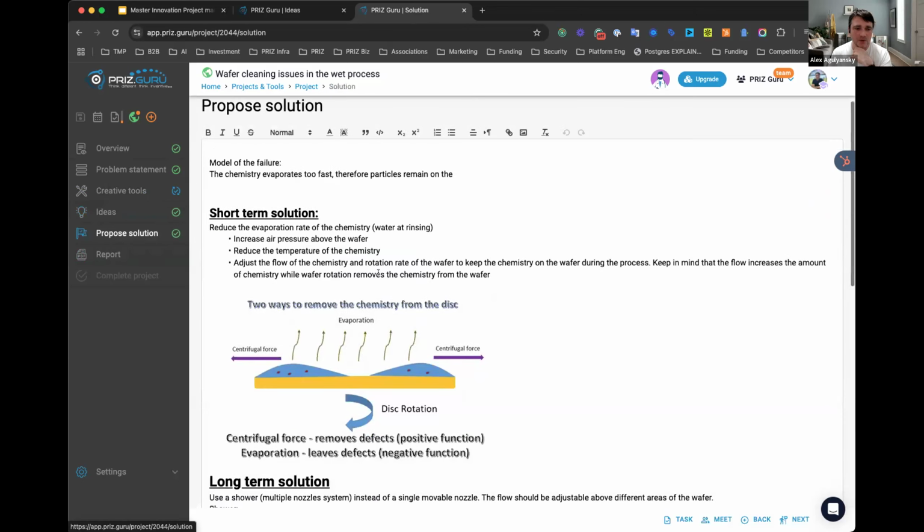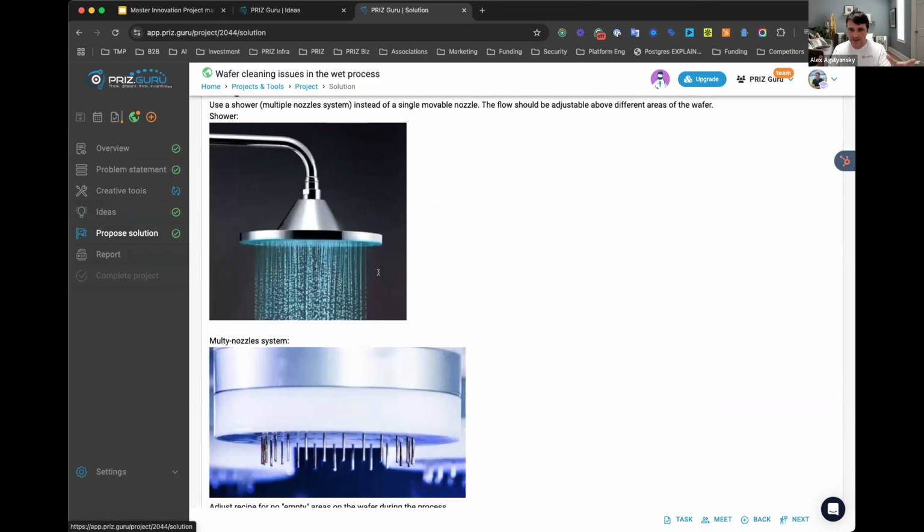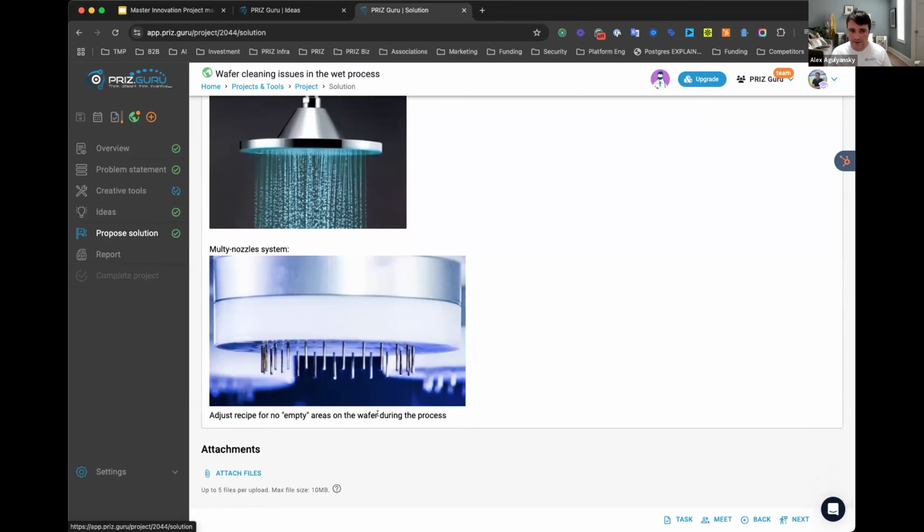Yeah, but this particular one was purely to emphasize the concept, right? How it is implemented is a different problem to solve down the line. But the idea, instead of having a single nozzle distributing the chemistry, or water in this case, is that it distributes across the entire surface. And I believe this is the one that was actually implemented eventually. This is one of my ideas, like Anatoly put in.